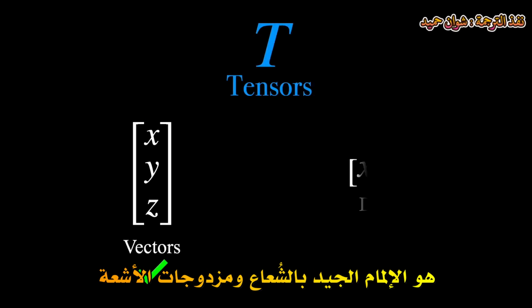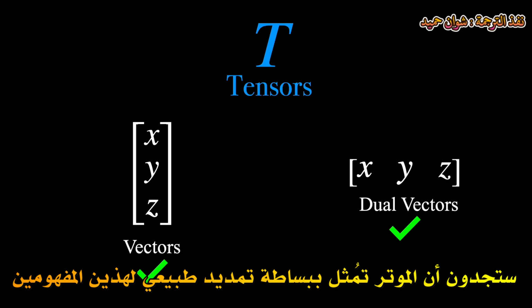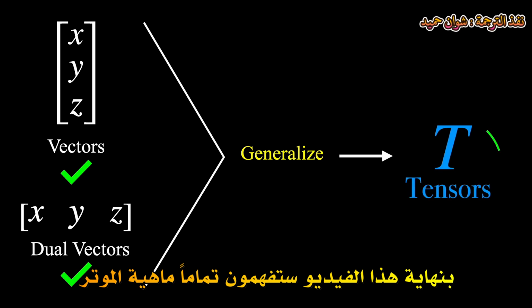A pivotal key to understanding tensors is to have a good grasp of vectors and dual vectors. Once you have these down, tensors are really just a straightforward generalization of them. In this video, I will guide you through a two-step process where we will first review what vectors and dual vectors actually are, and then we'll see how this generalization occurs. By the end of the video, you will understand exactly what a tensor is.